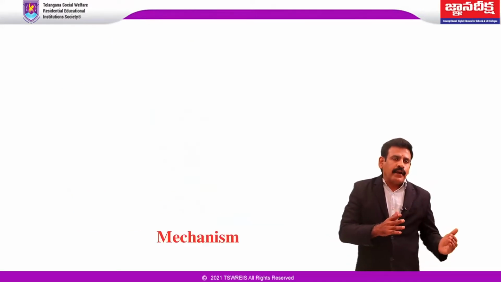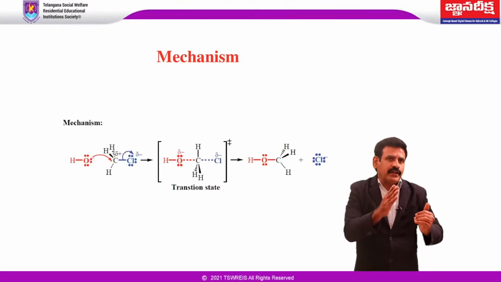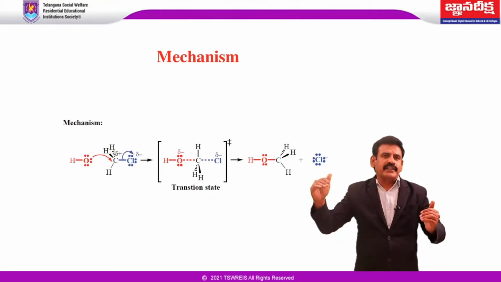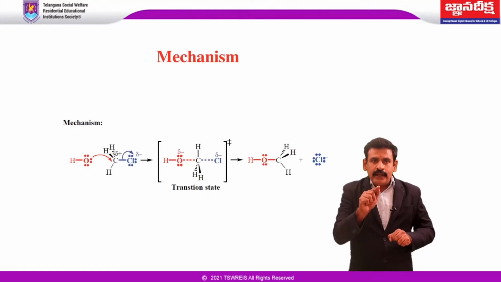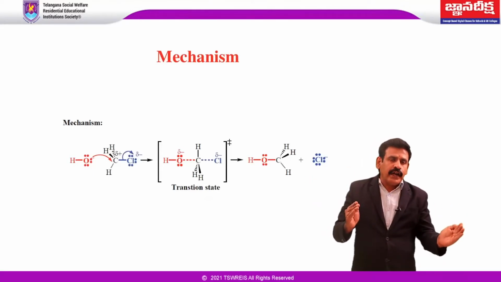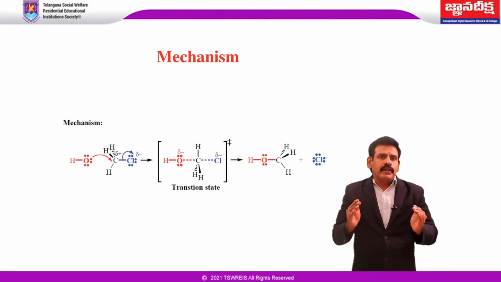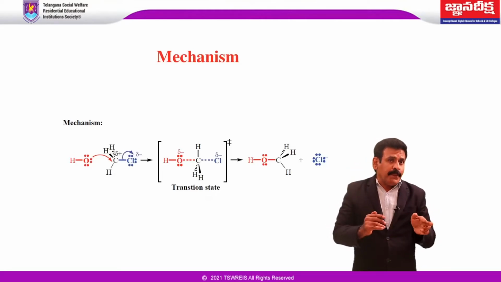The hydroxide ion is attacking the backside of the alkyl halide, and the leaving group, that is the halogen, leaves from the front side. So in the transition state, you see in the middle that the chloride ion is leaving and the hydroxide ion is attacking. That's why the final product we will get is methyl alcohol and chloride ion. What happens here? Inversion takes place.